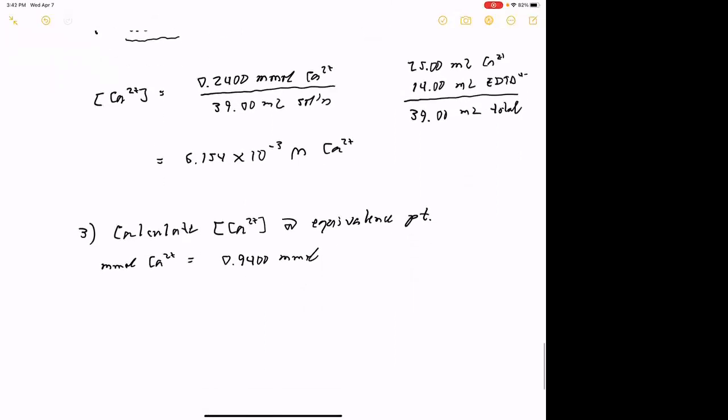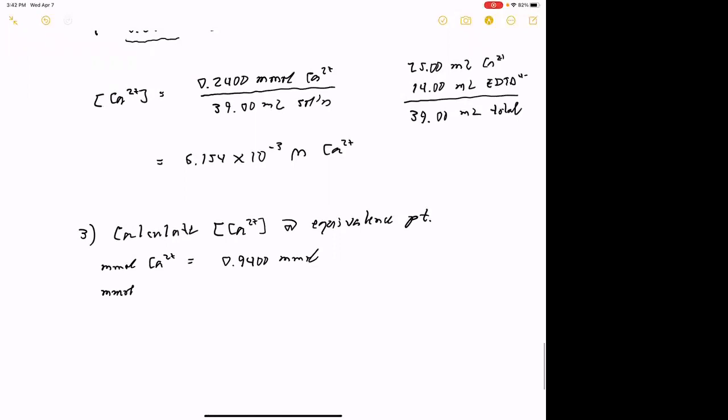Okay, so if I'm at the equivalence point, what are my millimoles of my EDTA have to be? 0.9400 millimoles. Yeah, by definition, it has to be the same thing, right? That's the definition of equivalence point, right? It's where the moles of both things are equivalent to each other. In other words, I've added enough moles or millimoles of EDTA to fully react with all of the calcium that's there, and no more or no less, okay?